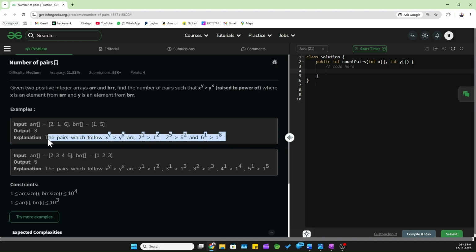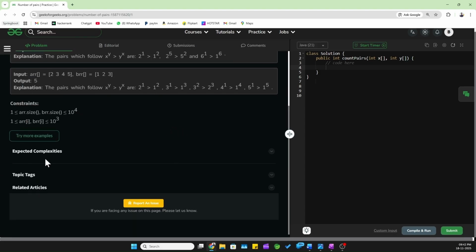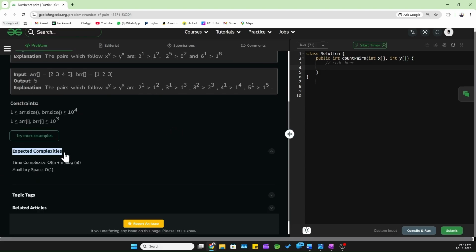So basically, in these two arrays, we need to find a pair x comma y so that x power y is greater than y power x. So what is the expected time complexity? It is big O of m plus n.